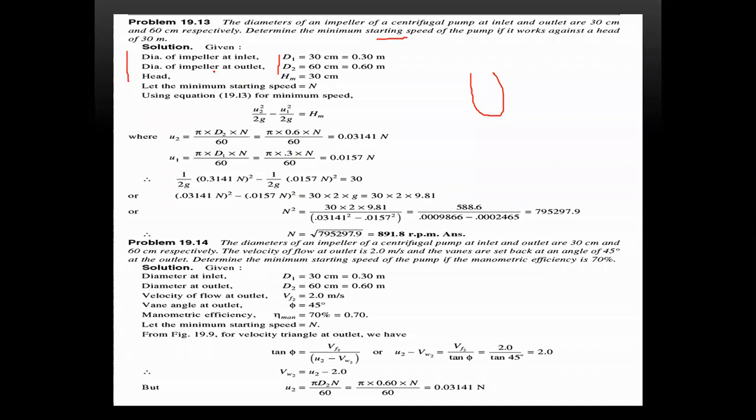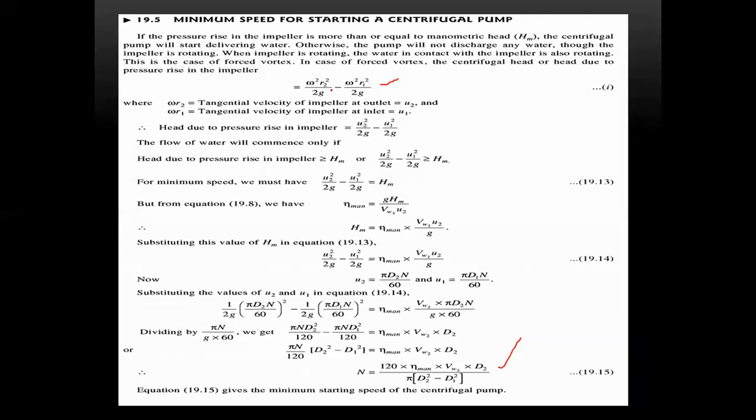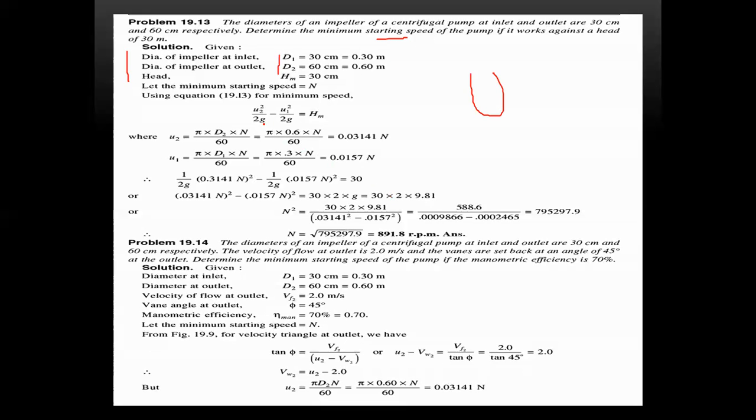So here the inlet diameter is 0.3 meters, the outlet diameter is 0.60 meter. Then what is the head here? 30 meters. Now what is to be found? The minimum starting speed n. Therefore, from this formula, HM, this is the formula, right?